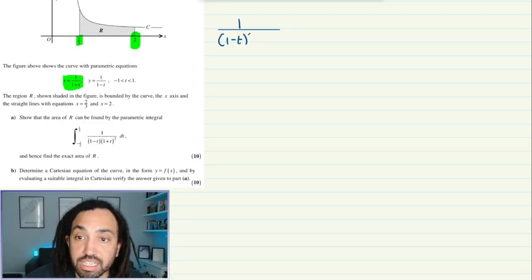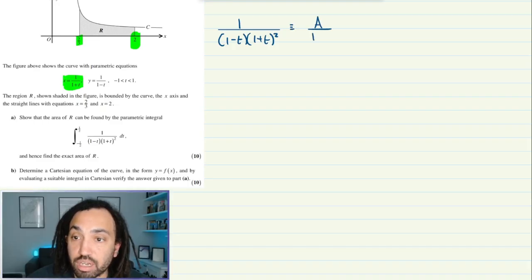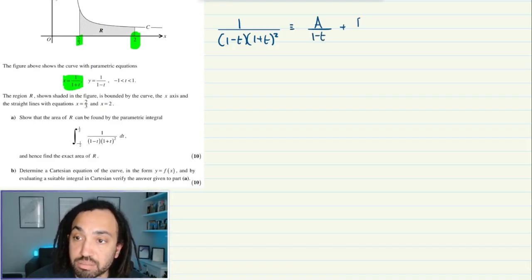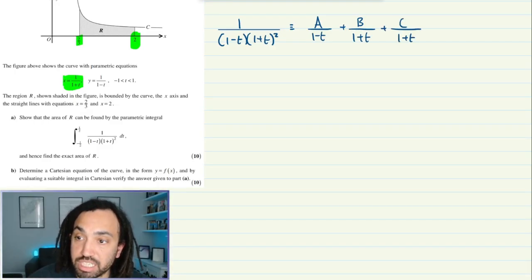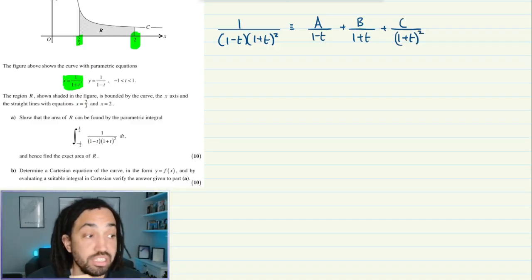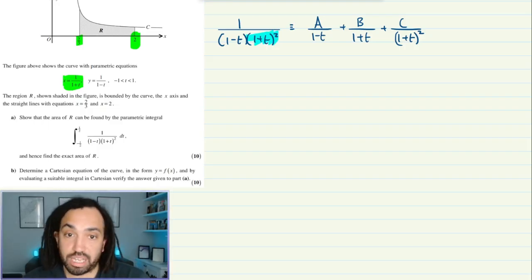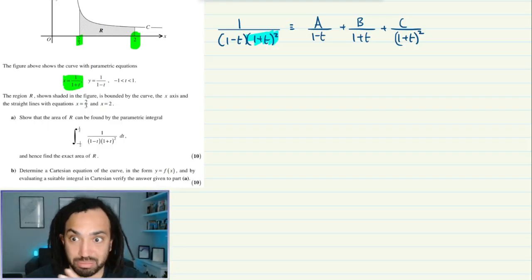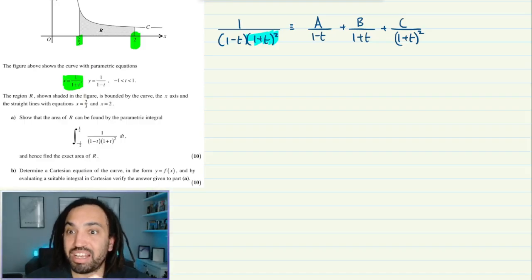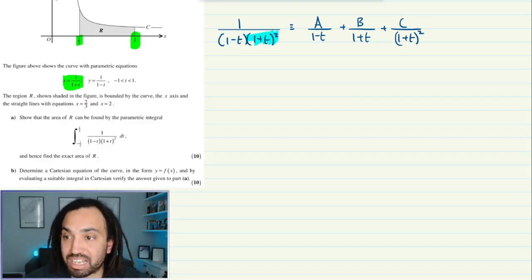1 over (1 minus t)(1 plus t) all squared is equivalent to a over 1 minus t plus b over 1 plus t plus c over (1 plus t) all squared. So if you have that repeated root situation like this, where you've got a bracket on the bottom which has a square or a cube, most likely a square, then you need to write out the linear factor, and also the squared factor like that.